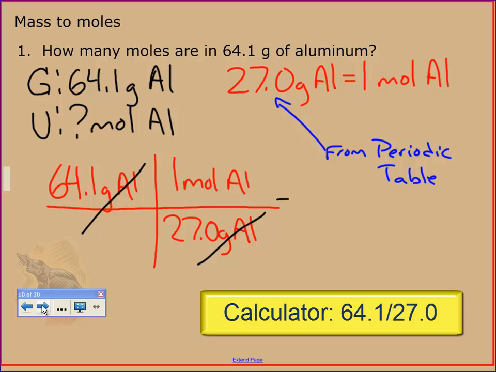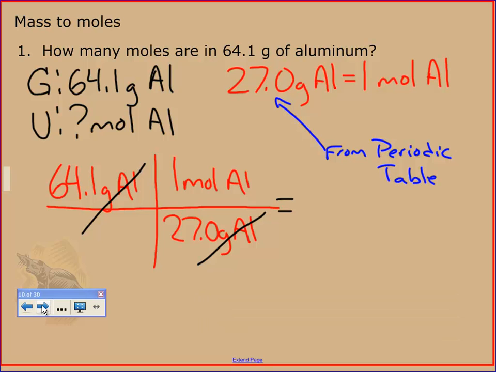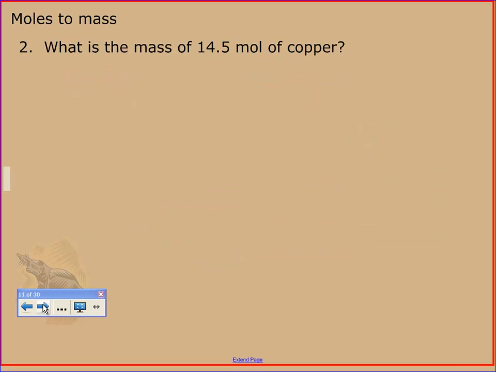Then we're going to punch this into the calculator. Remember, much like last time, you need to make sure that you punch it in the calculator correctly. Stuff in the numerator, you're going to divide by the stuff in the denominator. So 64.1 divided by 27.0, round to 3 sig figs in this case, and we get 2.37 moles of aluminum. So we can work the same sort of problems in reverse if we're given moles at the beginning.